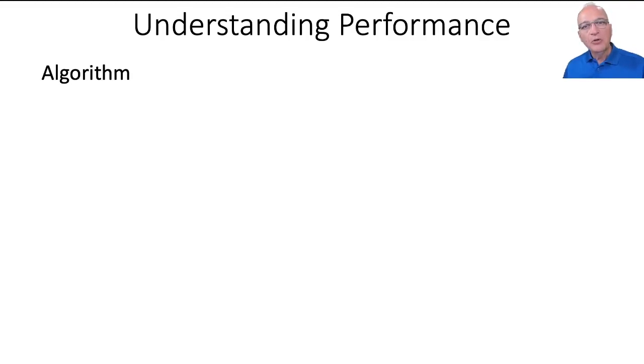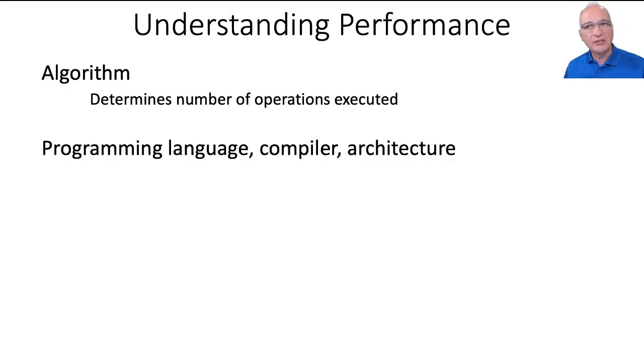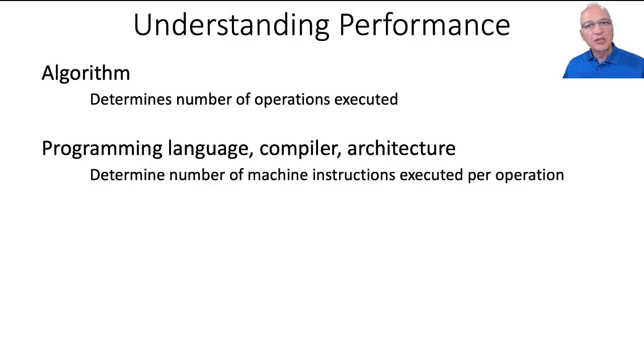In a computer system, the performance to do any given computational task will depend on a number of things. For example, which is the algorithm that you have chosen to do the task? The algorithm will determine the number of operations that are executed to do the task. The programming language, the compiler, and the architecture that you choose also will influence your performance. Will determine, for example, the number of machine instructions that are executed to do each one of the operations in your algorithm. May also determine the order in which you access memory and some other factors.